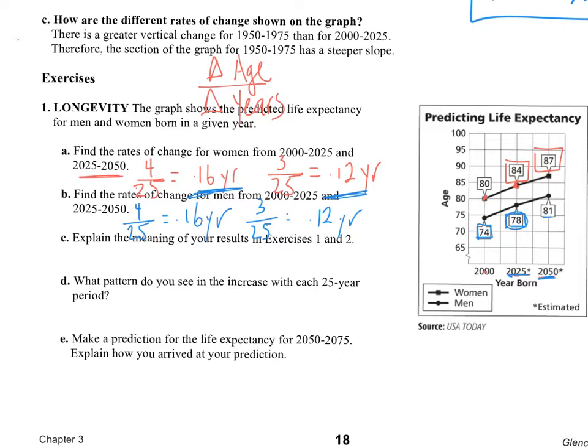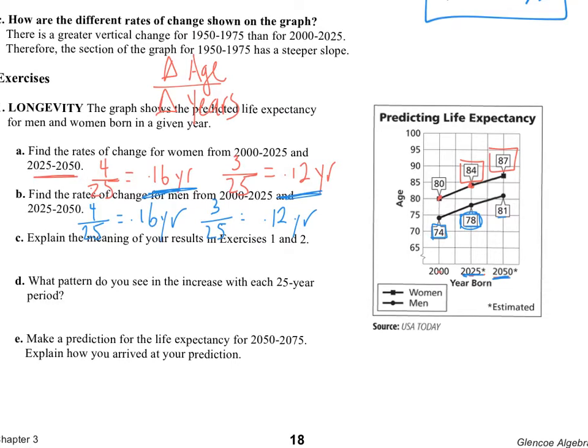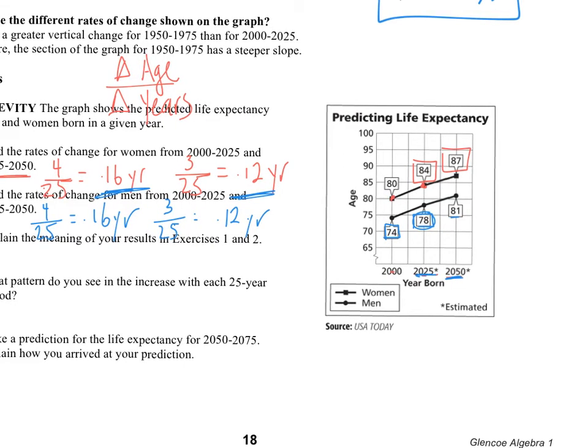Then it says, make a prediction for the life expectancy for 2050 to 2075. Explain how you arrived at your prediction. In other words, if our graph kept going, what would we predict for 2075? If we had 2075 out here, does this line maybe go like this? Does this line maybe go like, I don't know, here? This is a really terrible line. But what age are they at?